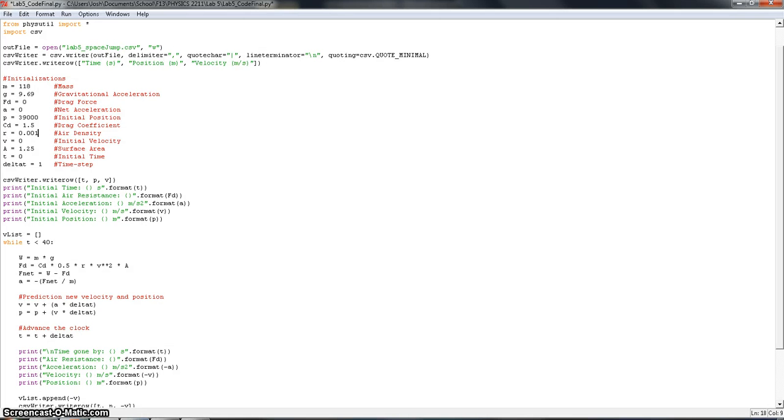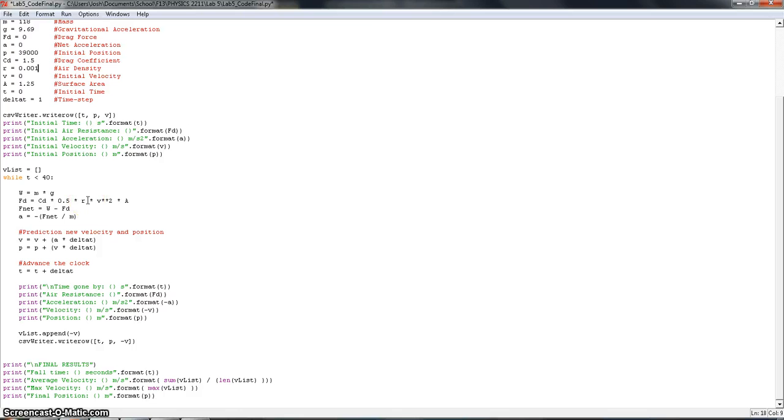Here we can see the model I created in Python. Some key things to note about the model are, because Felix is jumping from the stratosphere, I've set g, the gravitational acceleration, to be 9.69, which is the correct calculated value, rather than 9.81, as it would be if you were closer to Earth. Also, r, the air density constant, has been set to an appropriate value for the stratosphere.